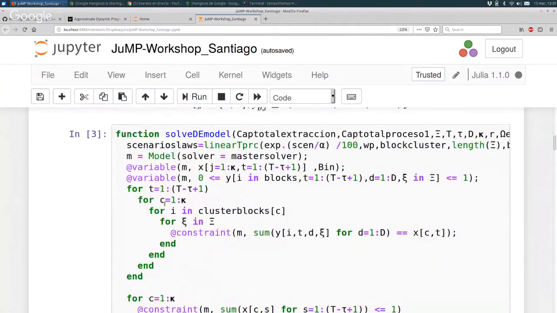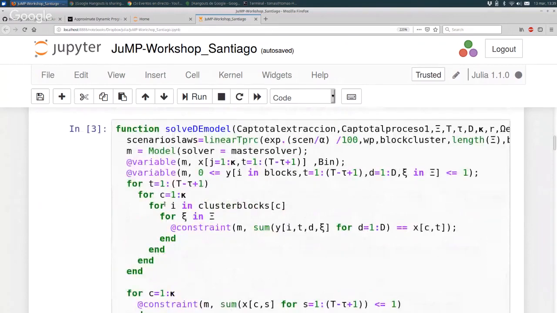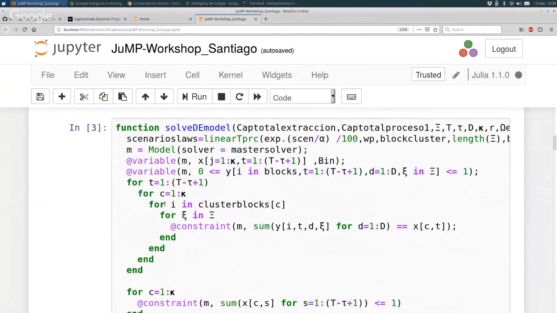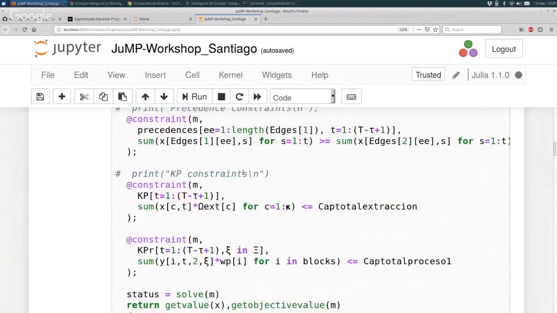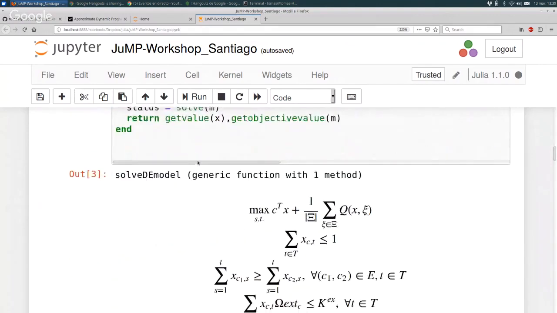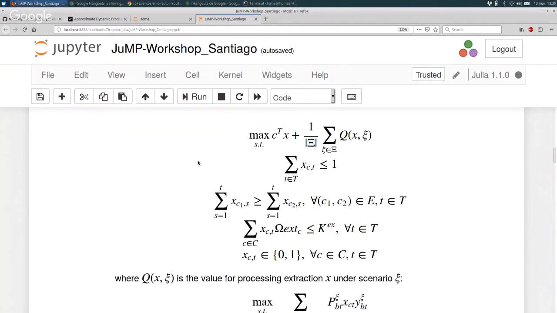So here is the exact model that is here, written in JuMP 0.18. Okay, so I'm going to go through this. This one is slow because it's the equivalent deterministic formulation of the model, right? So it's very hard to solve, especially for a stochastic case.